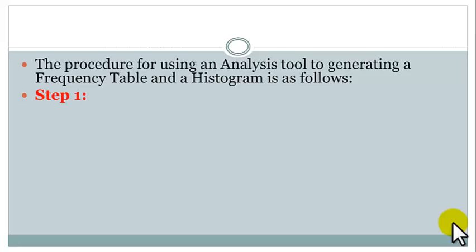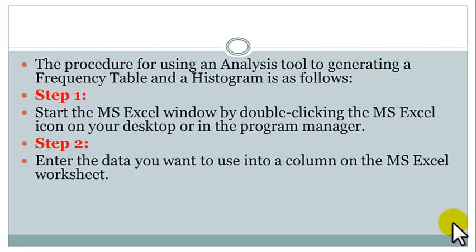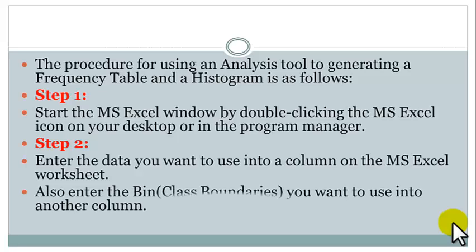Step 1. Start the Microsoft Excel window by double-clicking the Microsoft Excel icon on your desktop or in the Program Manager. Step 2. Enter the data you want to use into a column on the Microsoft Excel worksheet. Also, enter the bins, that is the class boundaries you want to use, into another column.